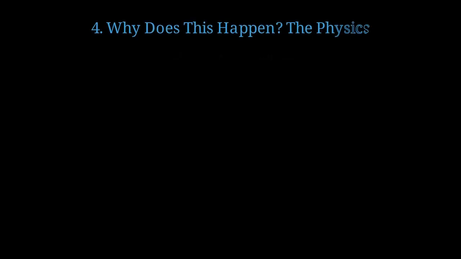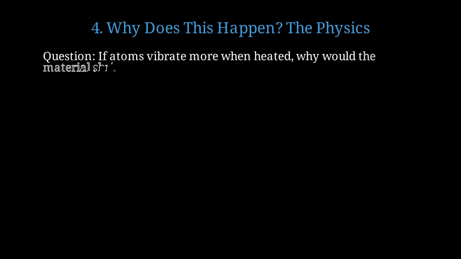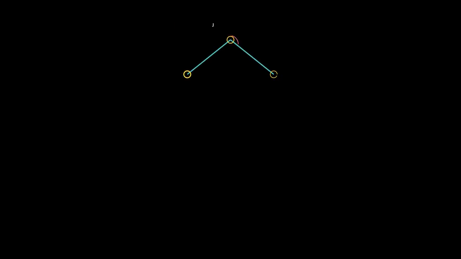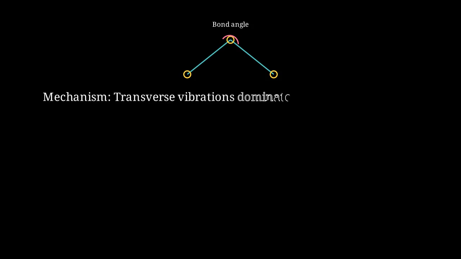Now let's understand the physics behind this counterintuitive phenomenon. Here's a great question. If atoms vibrate more energetically when heated, why would the overall material shrink instead of expand? The answer lies in the structure. Some materials have flexible bond angles that change more easily than bond lengths. In NTE materials, transverse vibrations, those perpendicular to the bonds, dominate over longitudinal vibrations along the bonds.